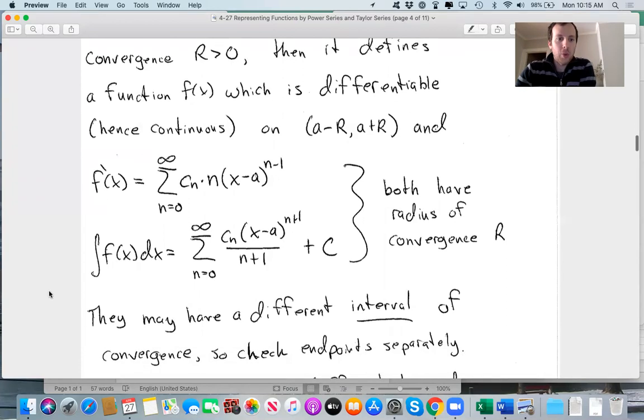One thing to watch out for is when you form these two new series, they might have different intervals of convergence. So you'd want to check the endpoints separately.